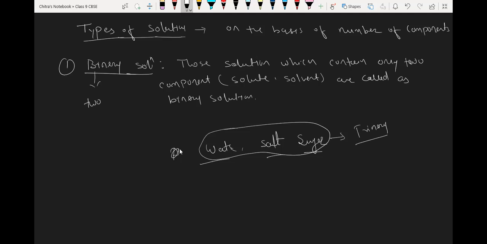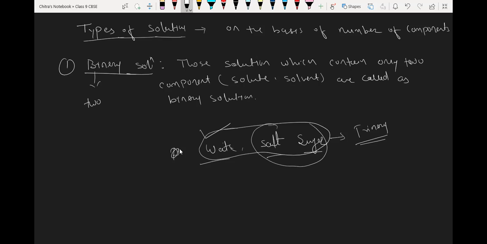Sir, you have written that in binary solution there is a solute and solvent. So in trinary, what will be called solute and what will be called solvent? That is my question. We have already discussed, beta. Solute is the component of solution which is present in small quantity or small proportion. So in this case, the solvent will be water and the solute will be salt and sugar. Any component you can take. So there are two solutes and one solvent. Yes. So in trinary solution, salt and sugar are going to be solute and water is going to be solvent.